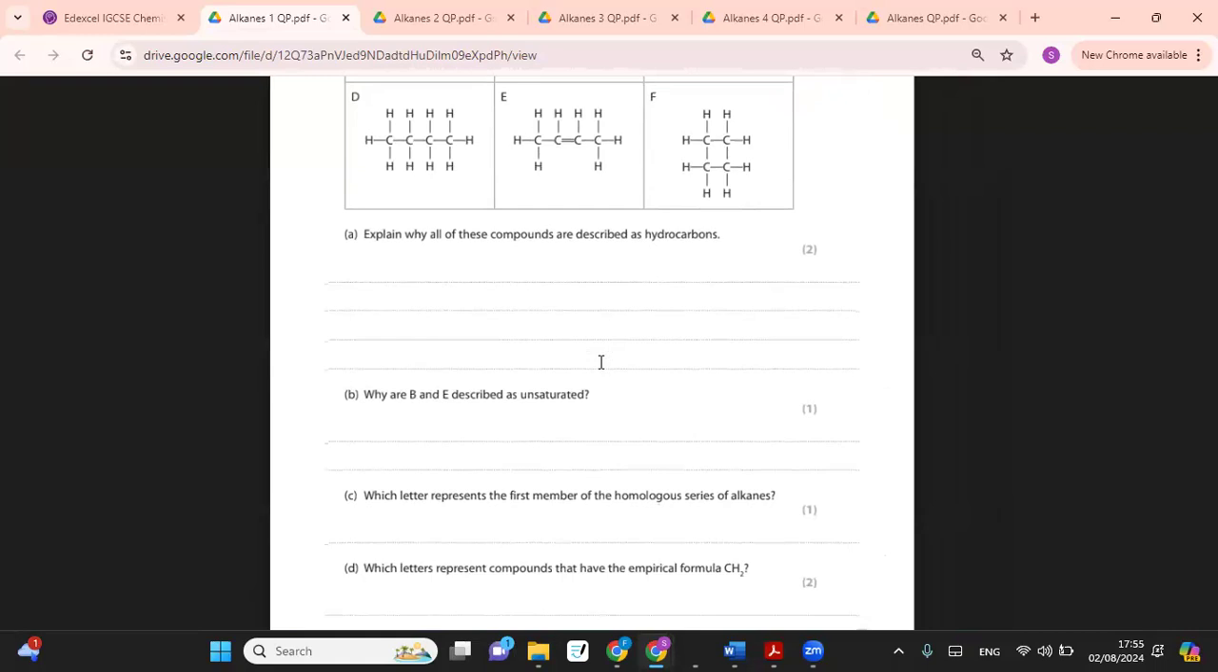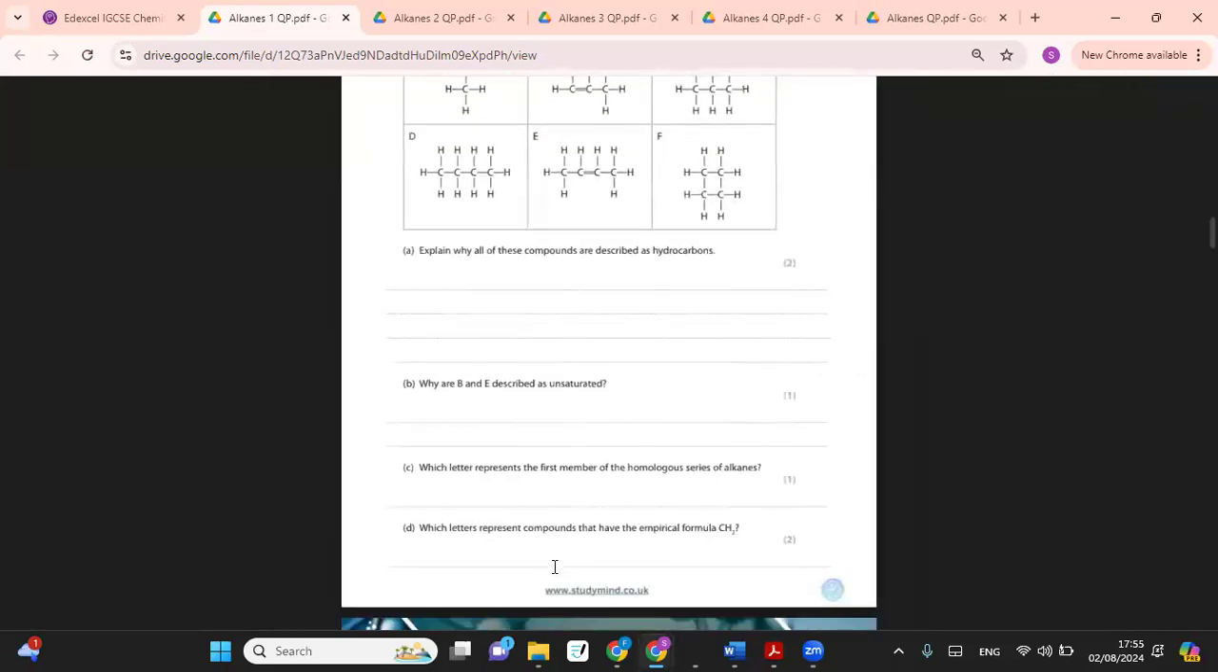Which letter represents compounds that have the empirical formula CH2? Okay. Viraj, you must have studied empirical formulas. Yeah, we have done that. Do you remember them or do you want me to go over them again? I think I know them. Okay, try this then. Go ahead, give it a try. But if you can't, don't worry, I'll go over it with you. You should know how to calculate the empirical formula and then use it to find the molecular formula, right? Yeah. Okay, so which letter represents the compounds that have the empirical formula CH2?